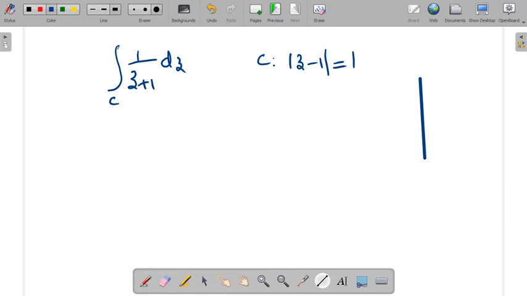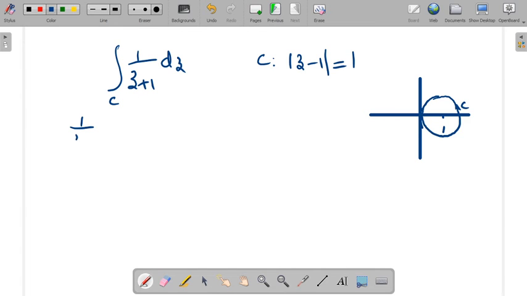So first let us see what the curve C represents. So mod Z minus 1 equal to 1 is a circle whose center is 1, right? Z equal to 1 is the center, and radius is 1, so it will touch the origin and pass like this. So we get a circle like this, and this is our C. And we are going to integrate this function.